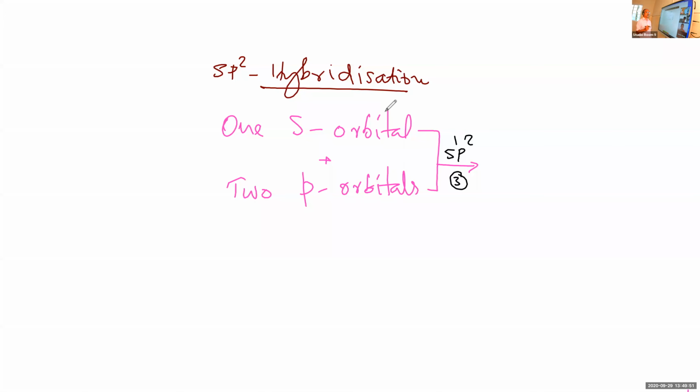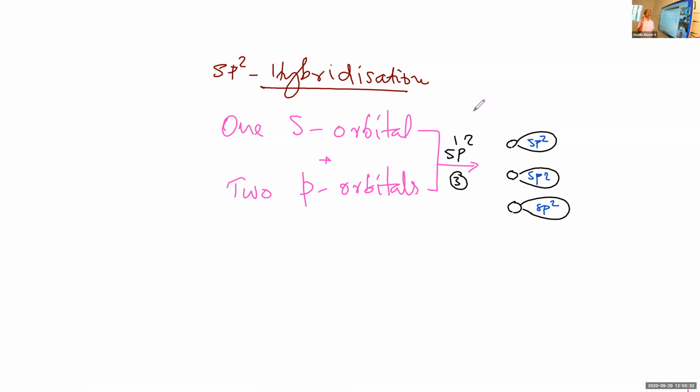and they are known as sp2 hybrids, and they are equivalent. That means the same shape, same size, and the same energy. These are not simply the p orbitals, but these are sp2 hybrid orbitals: the first sp2, the second sp2, then the third sp2 hybrid orbital. And these three sp2 hybrid orbitals are to be oriented in space to have minimum repulsion.